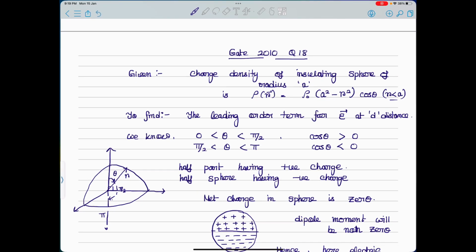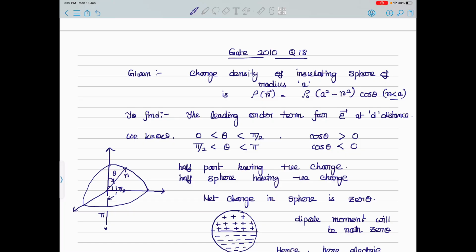This is GATE 2010 question number 18, which states that an insulating sphere of radius a carries a charge density rho of r equals rho naught times (a squared minus r squared) cos theta. This is the volumetric charge density, where r is less than a. The leading order term for the electric field at a distance d far away from the charge distribution is proportional to. So to understand this, let us come to the question.